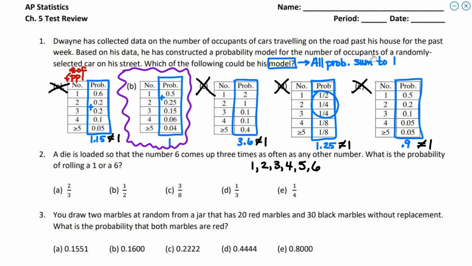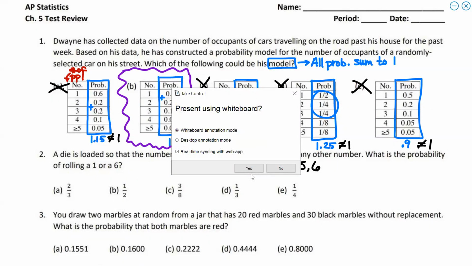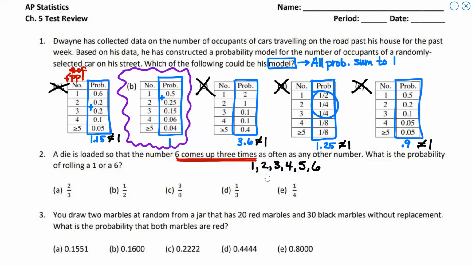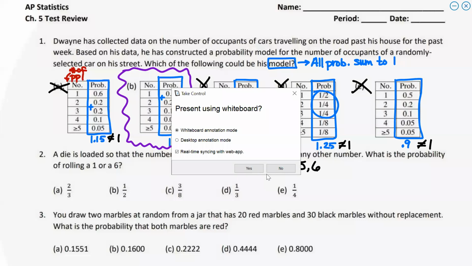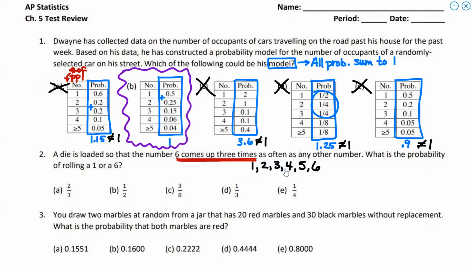This is a standard die. They said that the number 6 comes up 3 times as often. So how many times would it have to show up compared to these others? The number 1, there's only one way that can happen, right? So only one side has a 1 on it. 2 only shows up once, right? 3 only shows up once. 4 shows up once. 6 is supposed to come up 3 times as often.